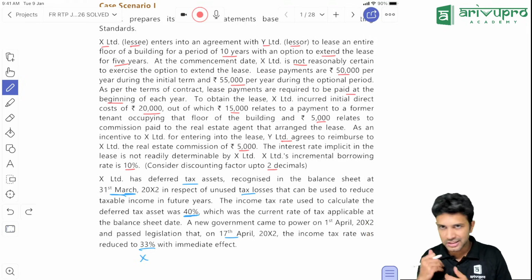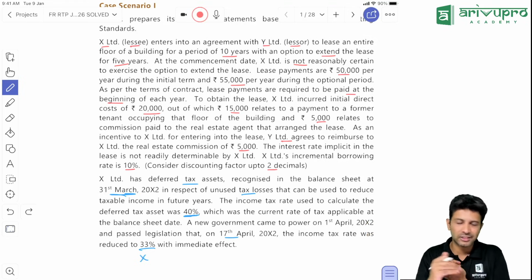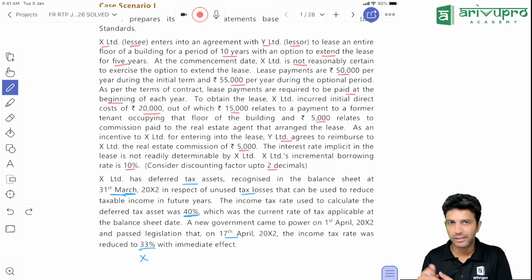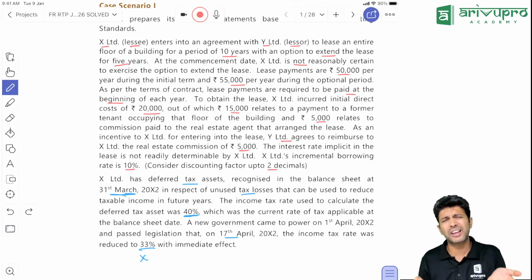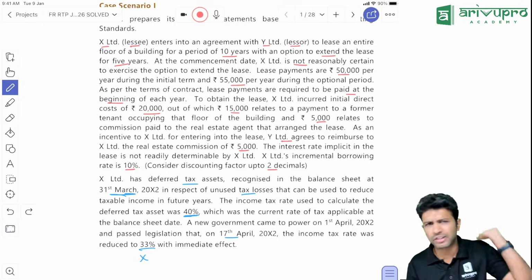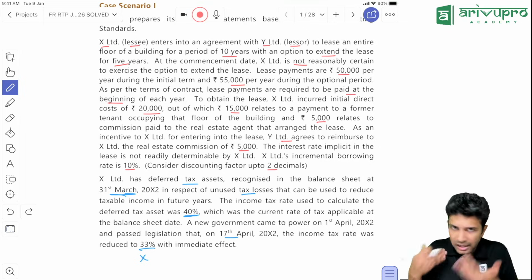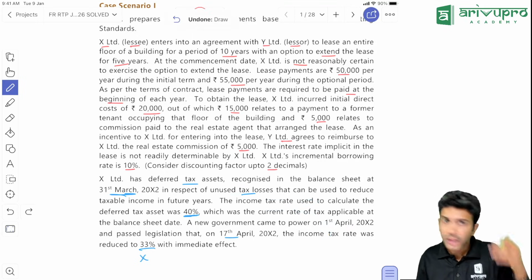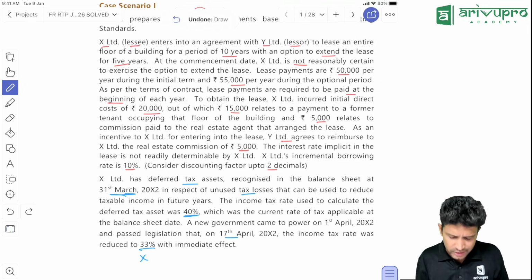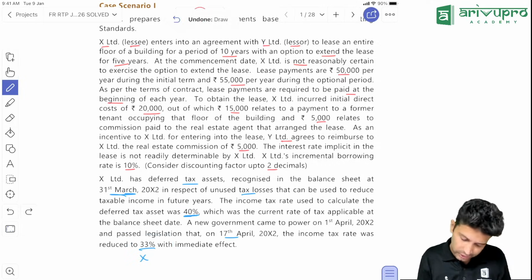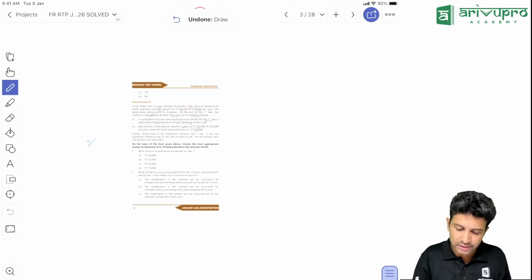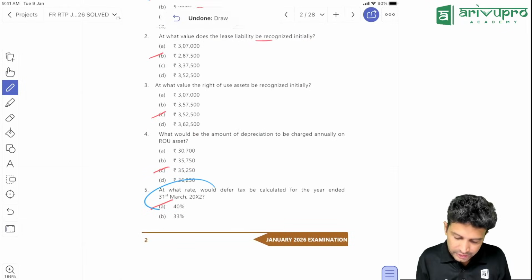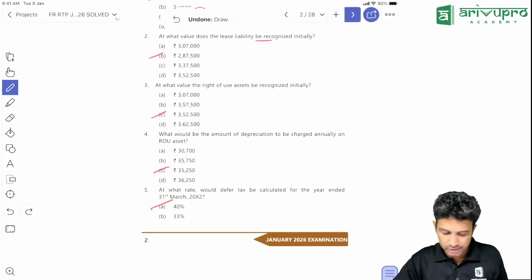Sir, to recognize DTA, DTL, you take enacted tax rate or substantively enacted tax rate, right? Enacted means published. Substantively enacted means more or less published. Here, at the end of current year, government was not there in power, nor the publishing was there. So hence this 33% tax rate is not substantively enacted, nor is it enacted. So 40% only is the tax rate we will take to create the DTA. That's a question. Okay, that's it.